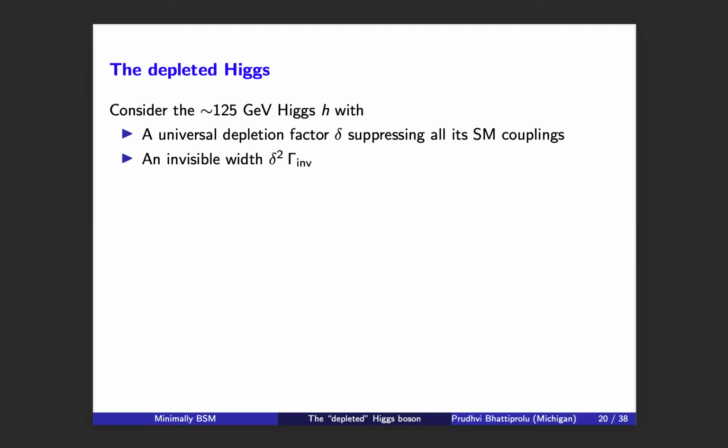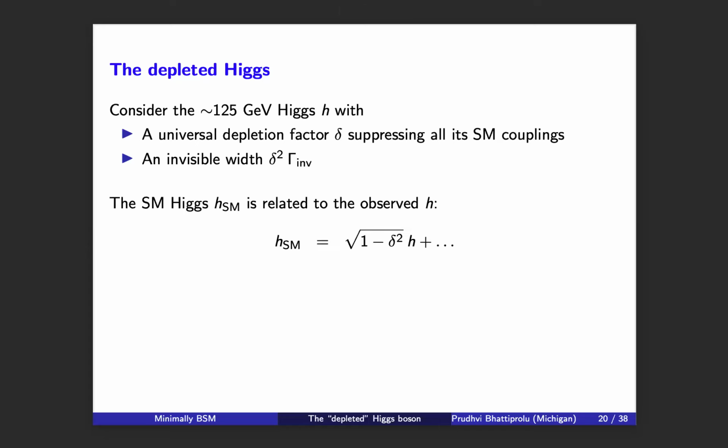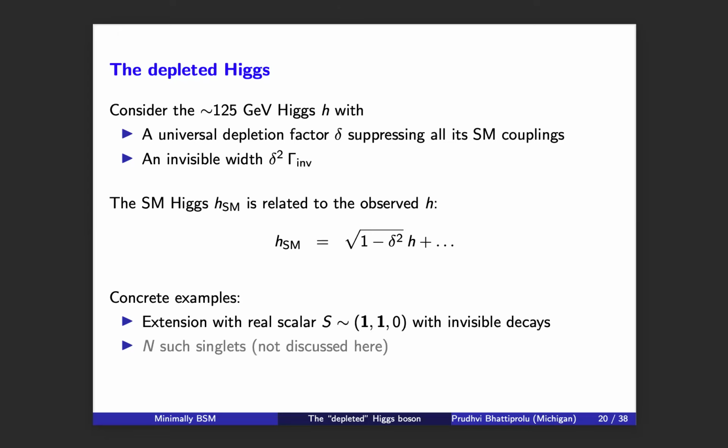And to set the notation, delta is the universal suppression and delta squared gamma inverse is the invisible width acquired by the Higgs. And the standard model Higgs is related to the observed Higgs in this way, where delta is the universal coupling suppression. And at this point, it looks like delta and this gamma inverse are ad hoc and put in, but these actually can naturally arise if you mix the standard model Higgs with a real scalar singlet that perhaps decays to dark matter, or with invisible decays in general.